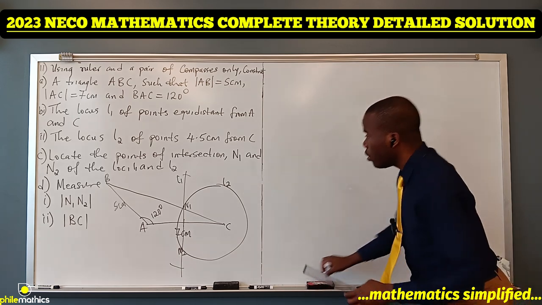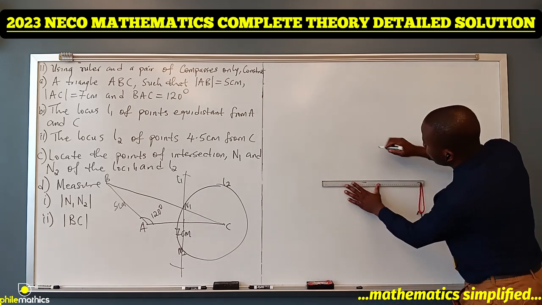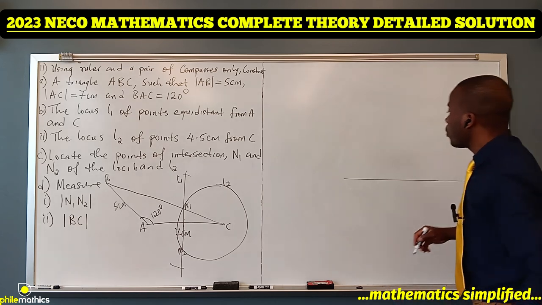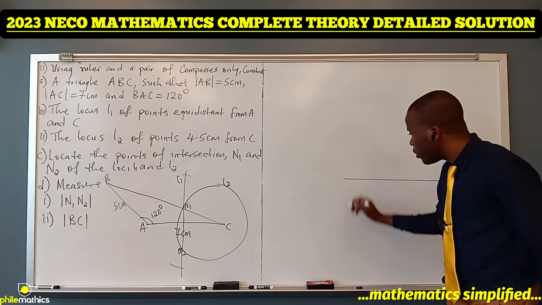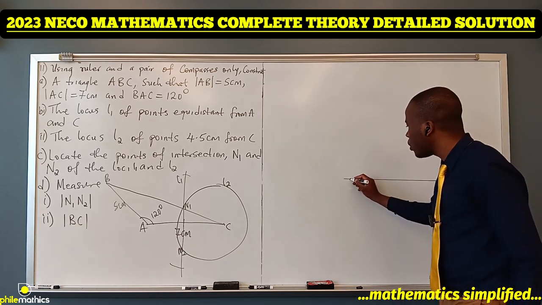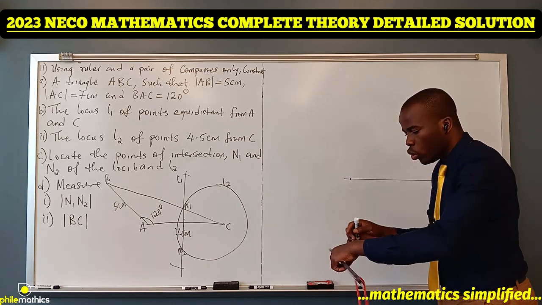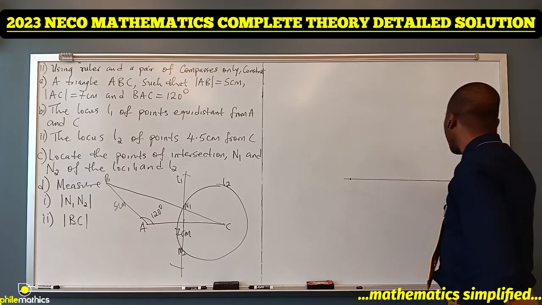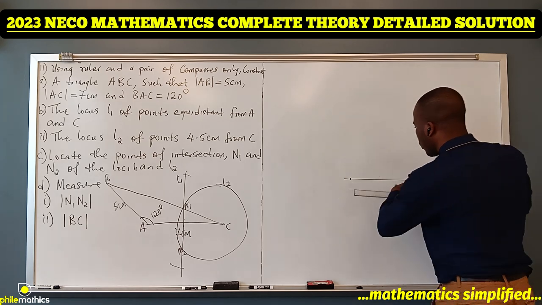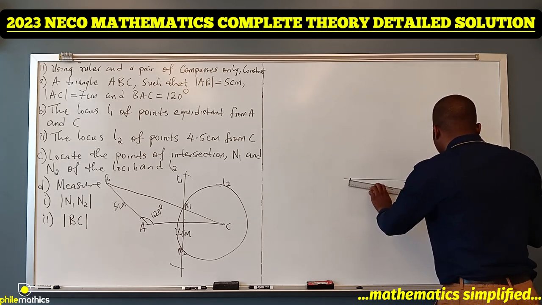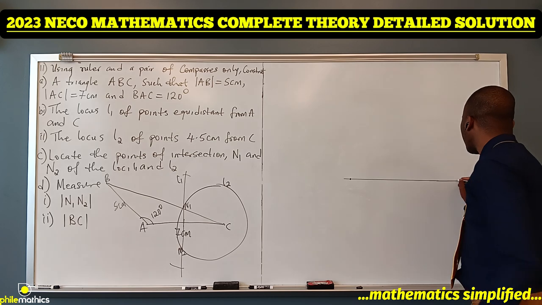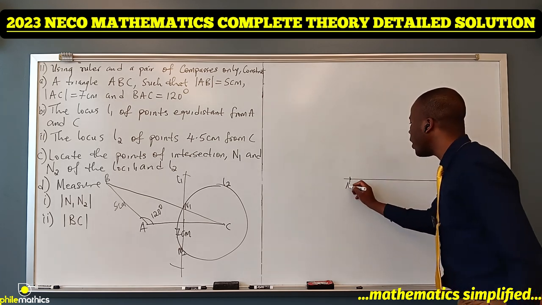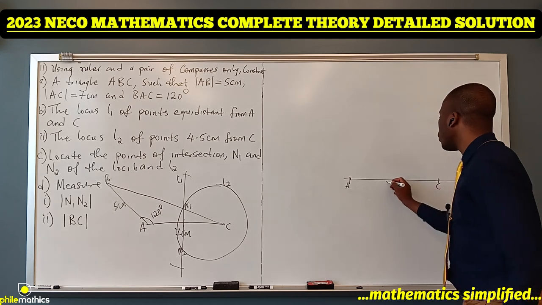So let's go. Since we want our angle to be here, we have to shift it to this place. So you take your pair of compass, place it at this point. You measure with your pair of compass, you measure 7 cm. Let's say this is your 7 cm. So here is A, here is C. So this is your 7 cm.